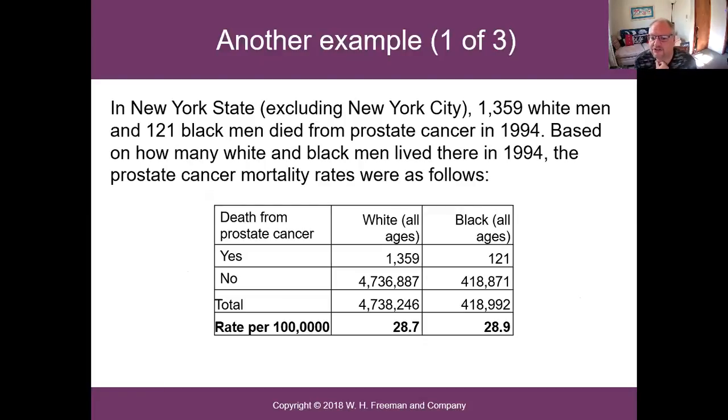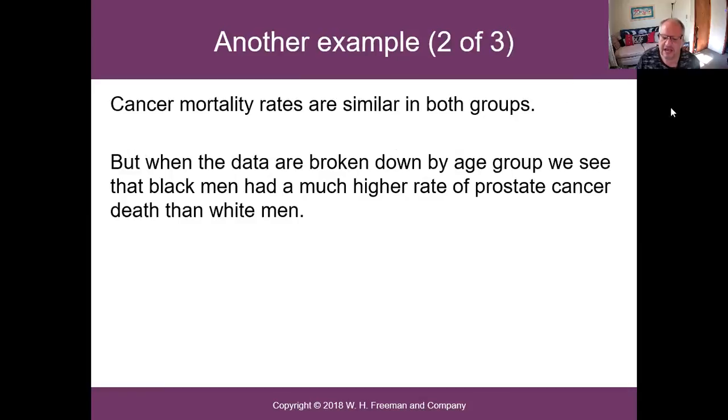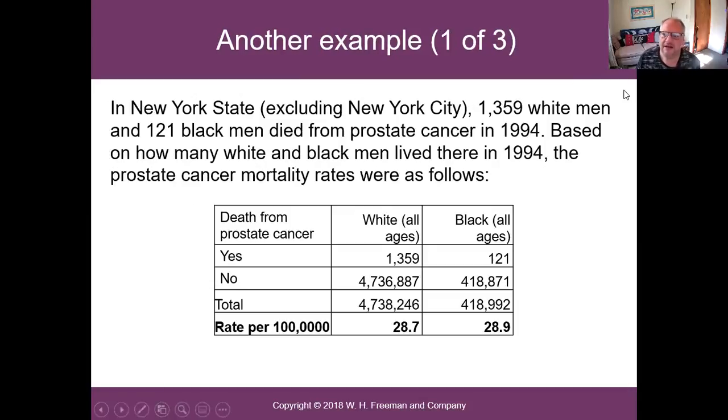In New York State, excluding New York City, this many white men and this many black men died from prostate cancer in 1994. Based on how many white and black men lived there in 1994, the prostate cancer mortality rates are as follows. And I want you to look at certain specific pieces here. First, I want you to come back. I want you to see that we do have a significant, almost equal kind of measurement going on here.